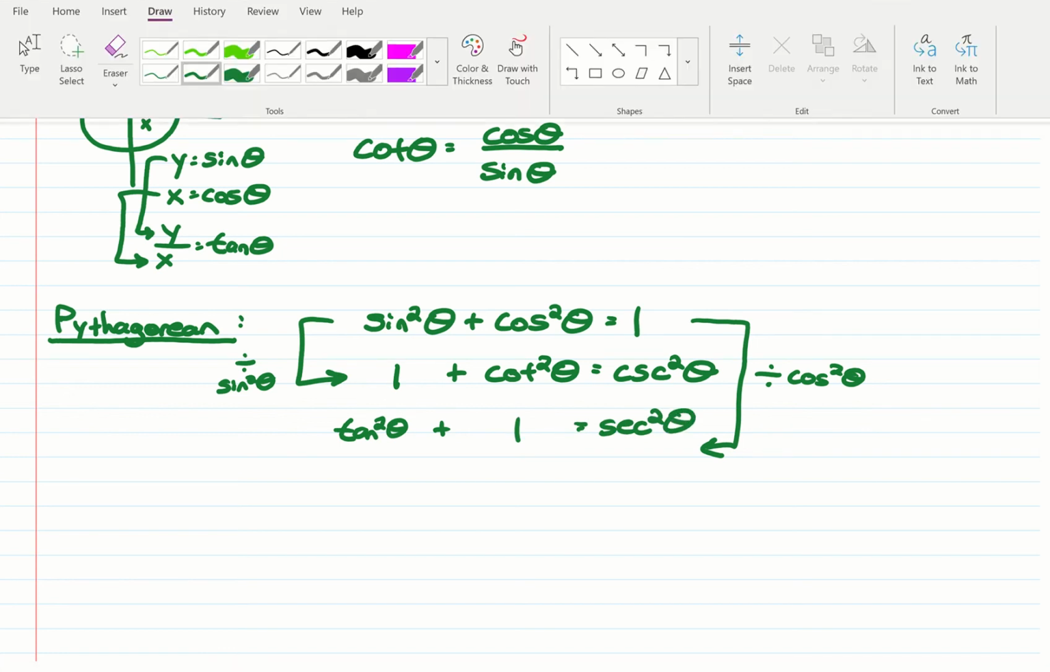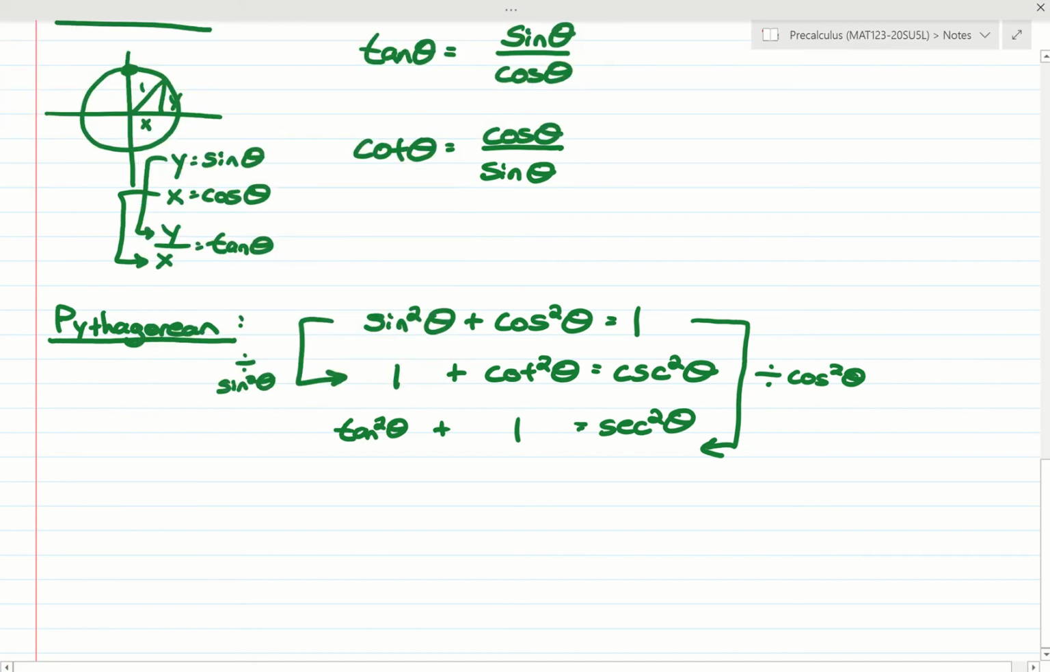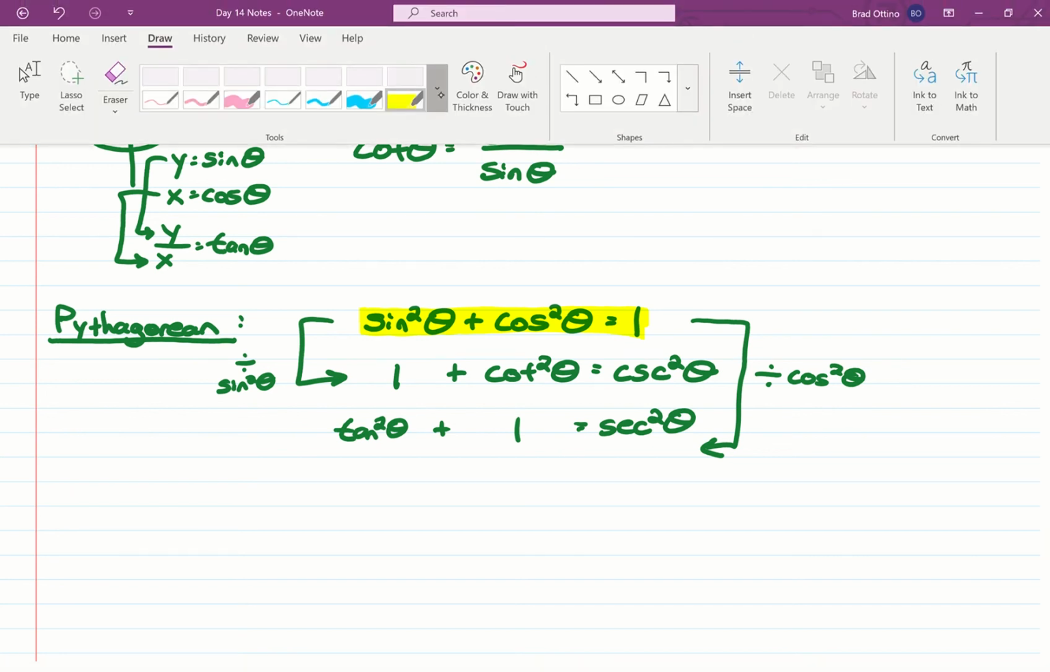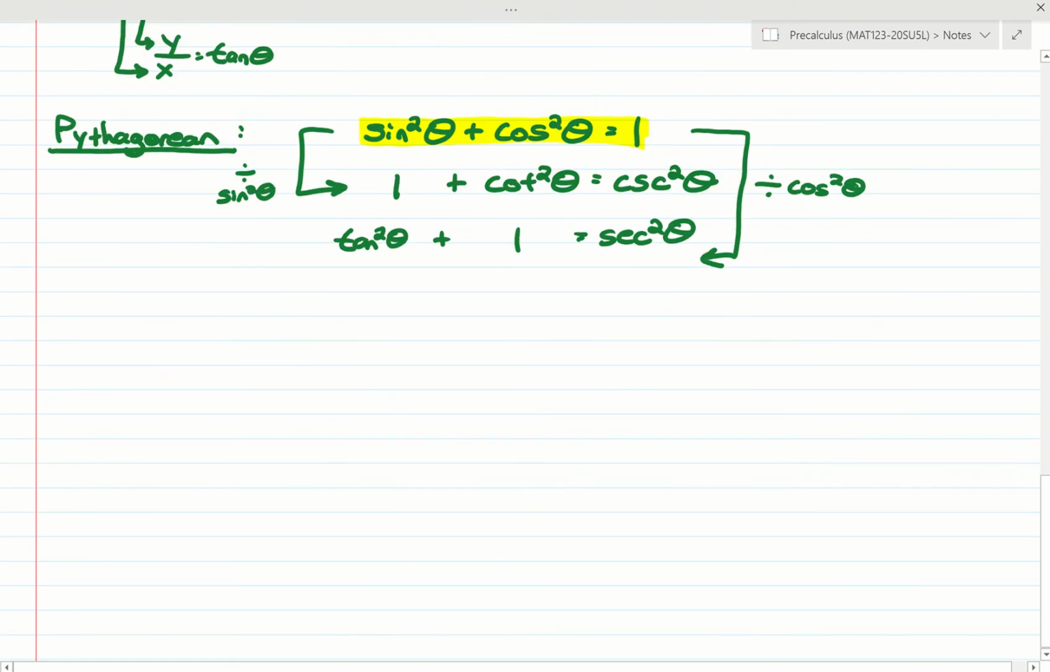Really what I do, if you were to stop me in the hall or off campus and you say, hey, Professor Ottino, quickly, 1 plus tangent squared, what is it? I'm not going to know, I'll be honest with you. I remember this property, and then what I could always do is just divide by sine squared and cosine squared to get the other two. So I'd recommend just as long as you can remember sine squared plus cosine squared is 1.